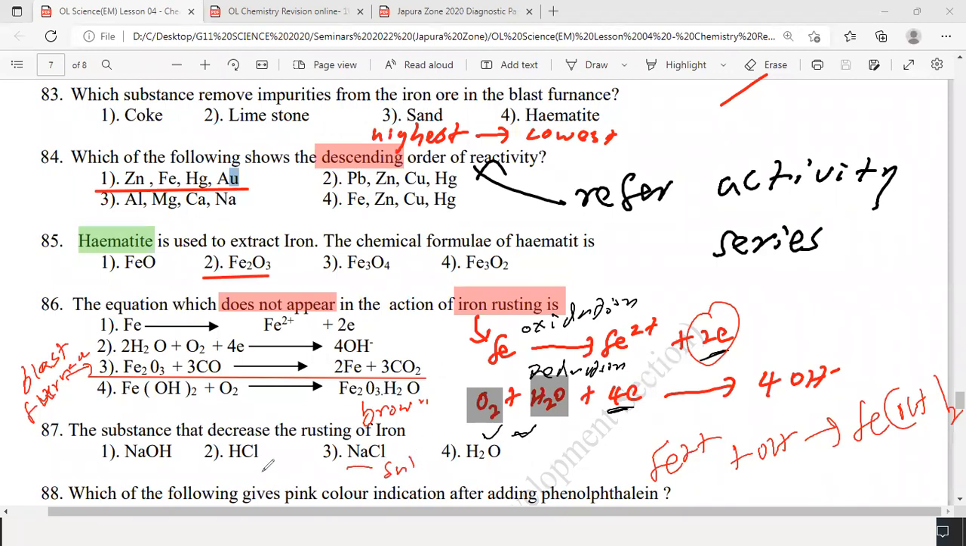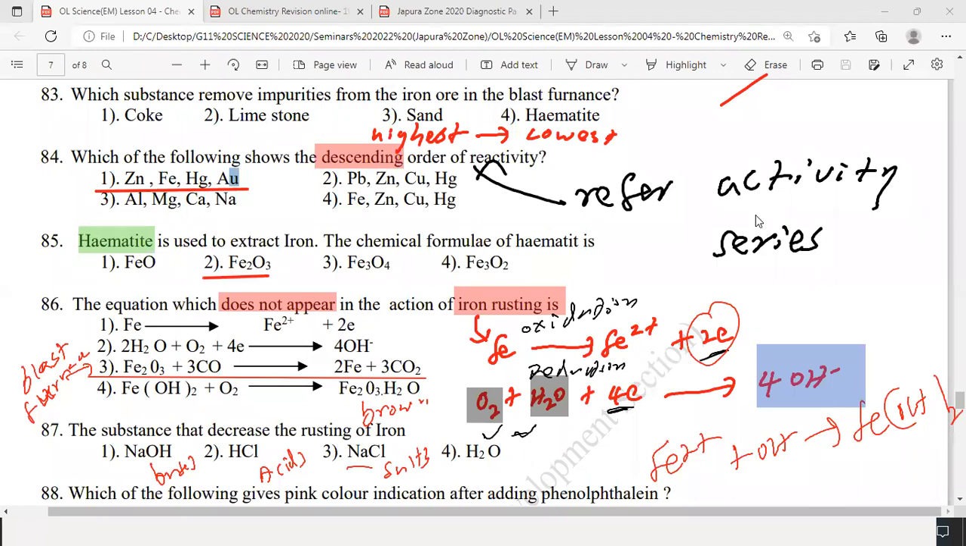Acids increase the rate of rusting, but bases reduce the rate of rusting. When there is already a base, the formation of OH minus is suppressed. You understand what I'm saying? If the product that is going to be formed is already there, then that product is not going to form fast. That means reduction is not going to happen fast.